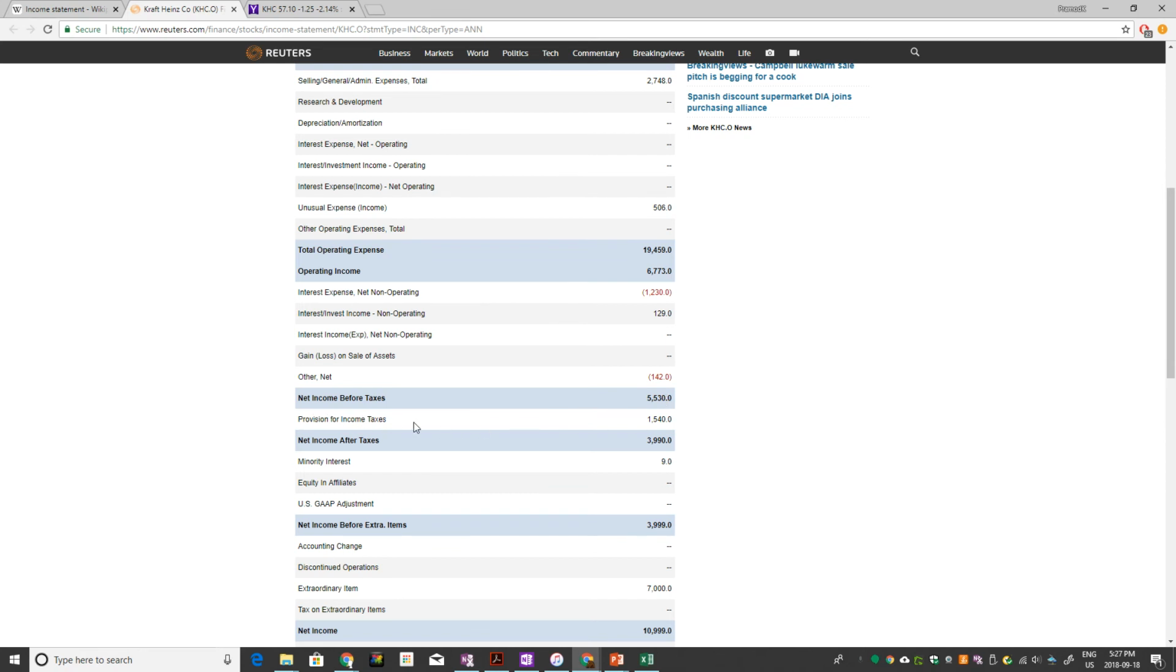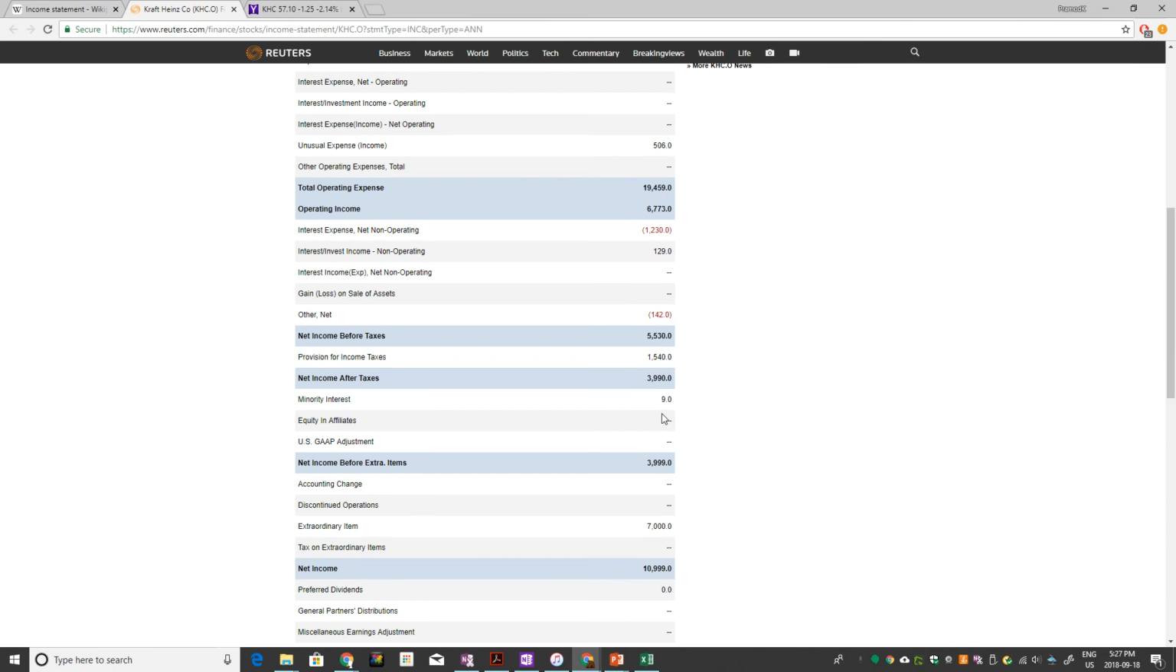The provision for income taxes is 1.5 billion. But note here, although the taxes are a minus, they didn't show a negative sign, but we assume this is negative, because if you see, the net income after taxes is 3.99, almost 4 billion. And they are getting some minority interest as 9. Minority interest is like they have a share in some small underlying company, and they are getting some earnings from that, which shows separately.